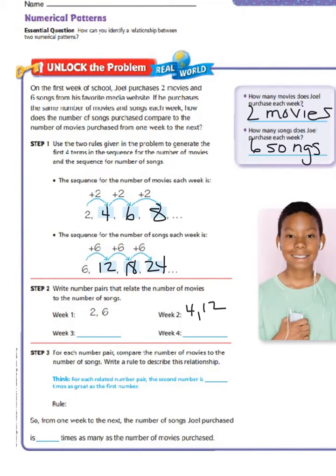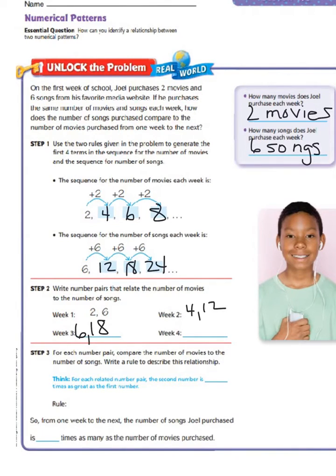Now we look at week 3. So we go over week 1, week 2, week 3. So the songs is going to be 6. So let's put our 6. And our movies, week 1, week 2, week 3. Our songs is going to be 18.